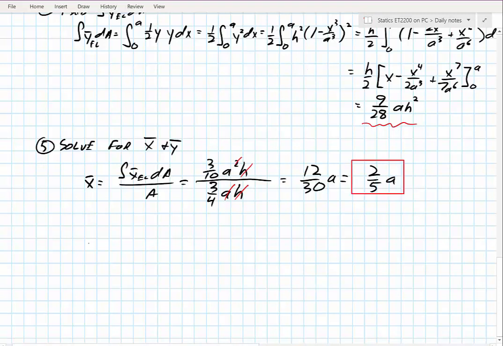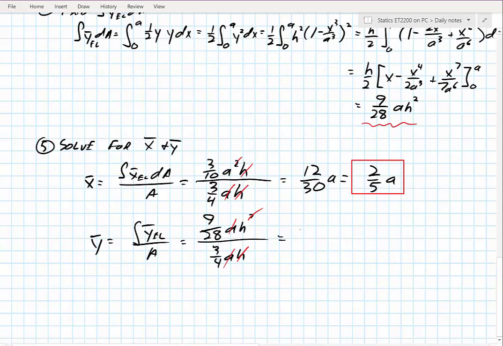Same idea with the y bar. Y bar is the integral of the y bar of my element over the area. So we found the y bar element integral to be 9/28. Can't even draw a 9 this morning. 9/28 ah squared over the area 3/4 ah. So I have this h goes away here, h there, my a's go away, and I end up with 36 over 84h, or simplified to 3/7 h.